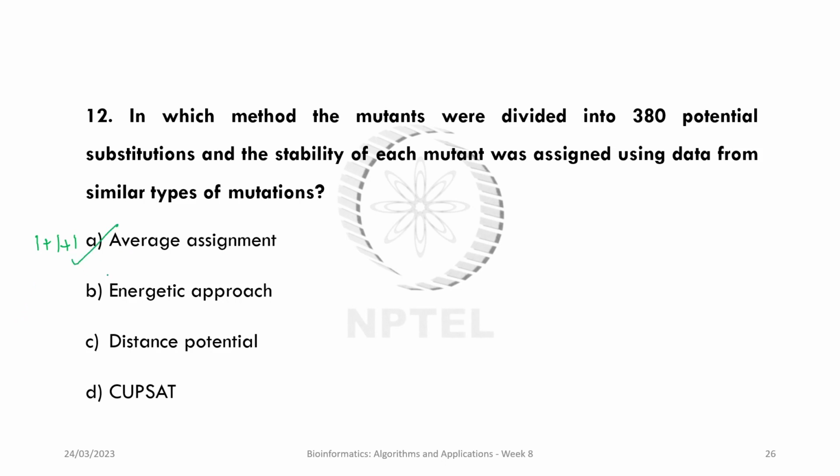And there's nothing to discuss beyond this, right? It is, of course, average assignment where you have 20 into 19, 380 matrices, 380 bins actually. That's how you get it.